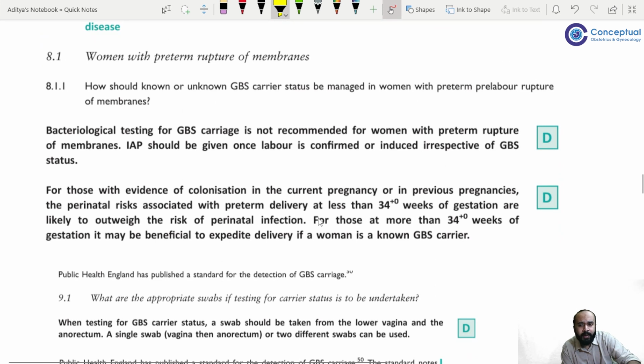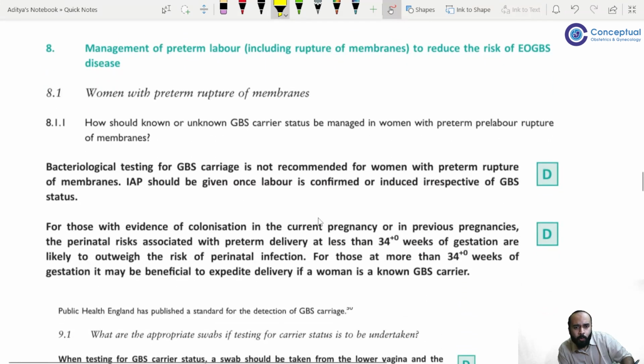Now, how do I manage women? How is the management of preterm labor patients with PPROM to reduce the risk of early onset of GBS? So, a female who's coming to me in preterm labor with premature rupture of membranes, bacterial testing is not recommended because there is no point. She has already had preterm labor, she probably already has a risk factor. Bacteriological testing will only delay me from giving her antibiotics.